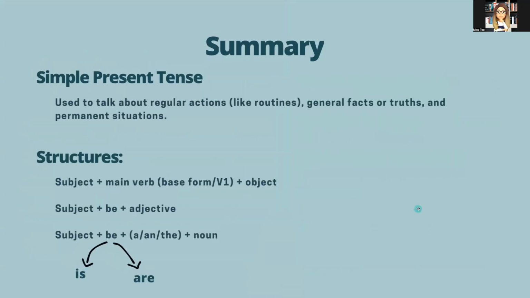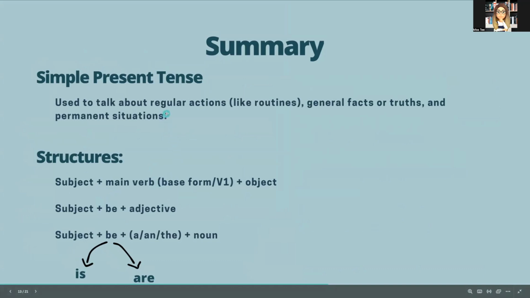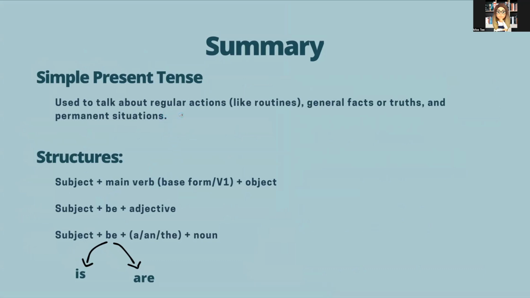Now here's a little bit of a summary. So the simple present tense is used to talk about regular actions like routines, general facts or truths, and permanent situations. Regular here doesn't mean average. Regular means happening often, many times, again and again. Repeated actions and regular actions. Structures that we looked at today: subject plus the main verb in the base form or V1 form, plus the object of the sentence.